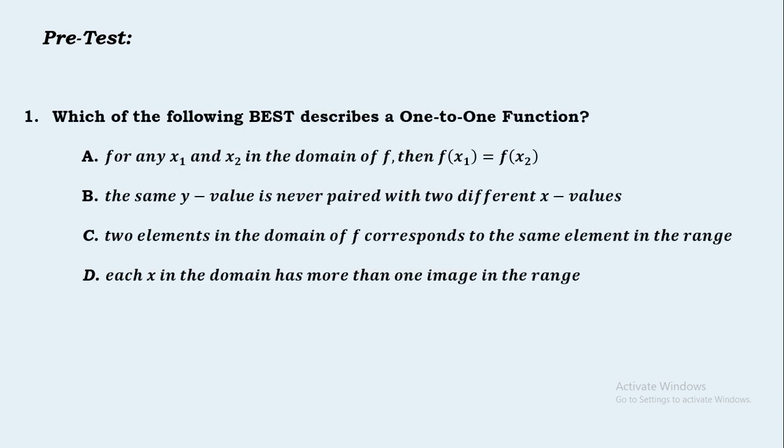Before we start with our discussion, let us have first a short diagnostic test. I will give you 5 seconds to answer each question. Let us start with number 1. Which of the following best describes a one-to-one function? A. For every x sub 1 and x sub 2 in the domain of f, f of x sub 1 is equal to f of x sub 2. Letter B. The same y value is never paired with two different x values. Letter C. Two elements in the domain of f correspond to the same element in the range. D. Each x in the domain has more than one image in the range. Your time starts now. 1, 2, 3, 4, and 5. The correct answer is letter B.